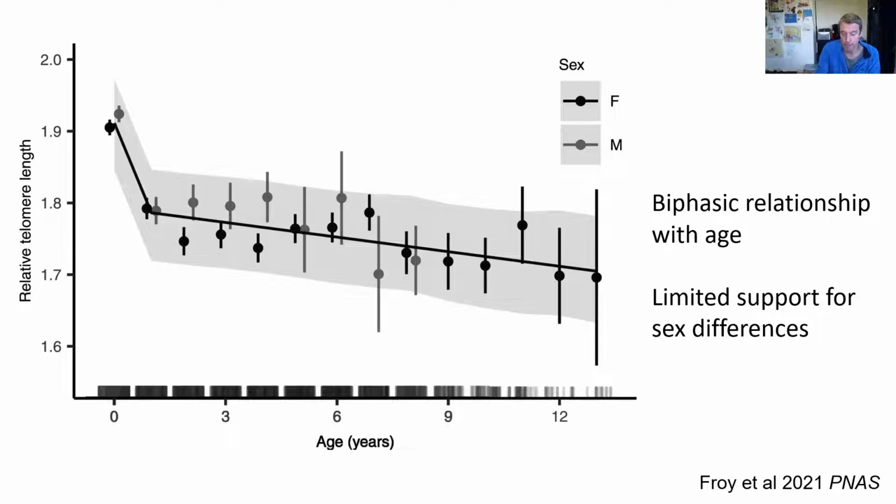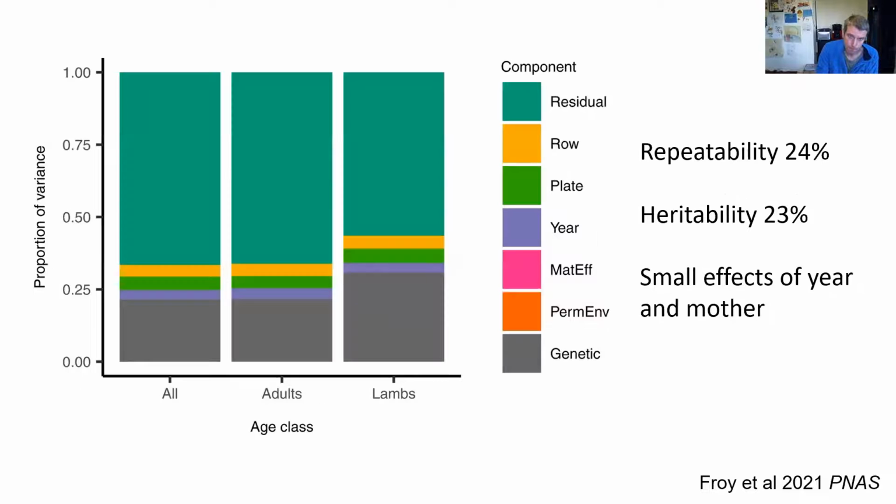So having controlled for this effect of age, Hannah then went on to try and decompose variance in telomere length into different relevant components. So things like annual effects, maternal effects, but also the effect of the individual, which captures the repeatability, the consistency of telomere length over its lifetime. And Hannah found repeatability of around 24%, around a quarter of the variance that we see is attributable to the individual's identity, which is an appreciable repeatability in ecological studies. The effects of things like year and mother were actually really small, which is maybe surprising.